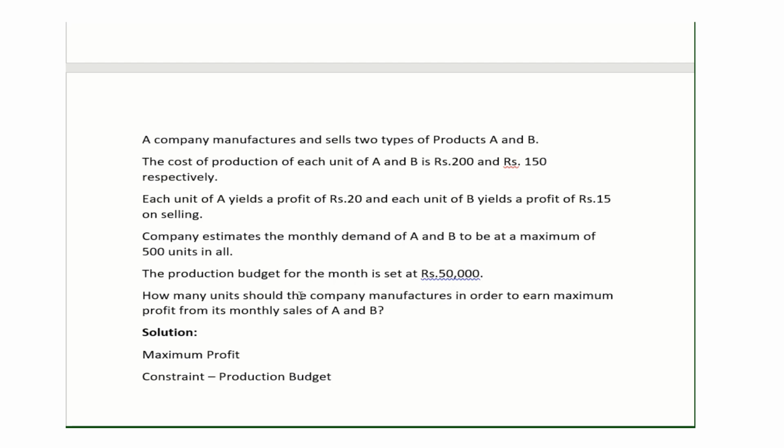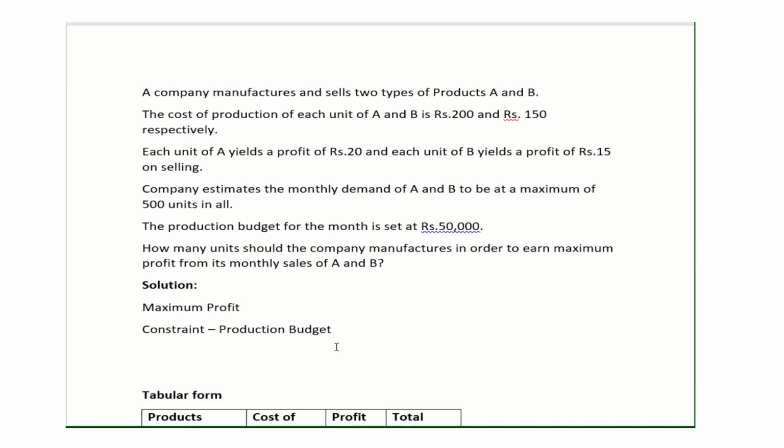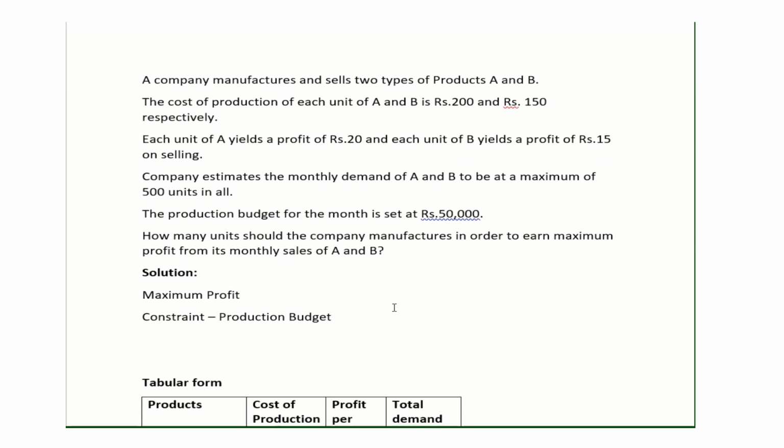Next, the production budget for the month is set at rupees 50,000. So the company is not able to spend above 50,000 rupees. The company has to spend within 50,000 rupees while manufacturing products A and B with a demand of 500. So finally they ask a question: how many units should the company manufacture in order to earn the maximum profit from its monthly sales of A and B?